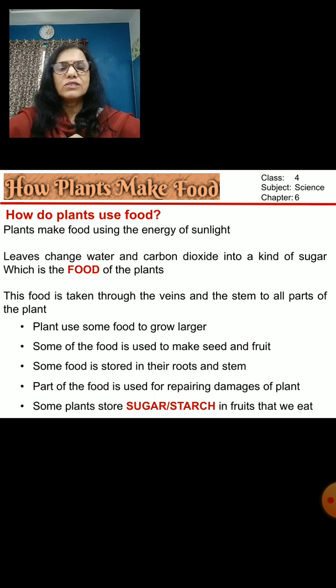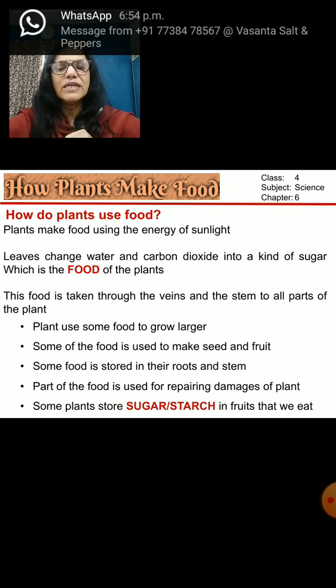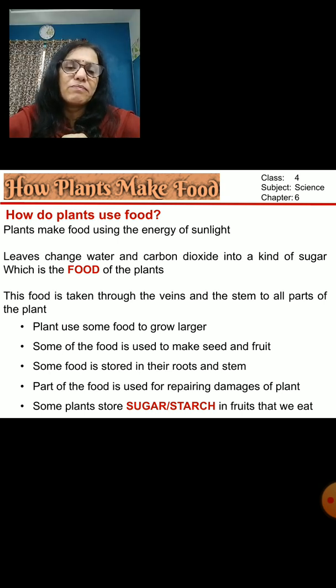Then plants use some food to grow larger. Whatever food is prepared, some of it is used to grow larger. Some of the food is used to make seeds and fruit of the plant. Some food is stored in their roots and stem, and part of the food is used for repairing damages of the plant. If a plant gets damaged somehow, it can repair itself by using this food.